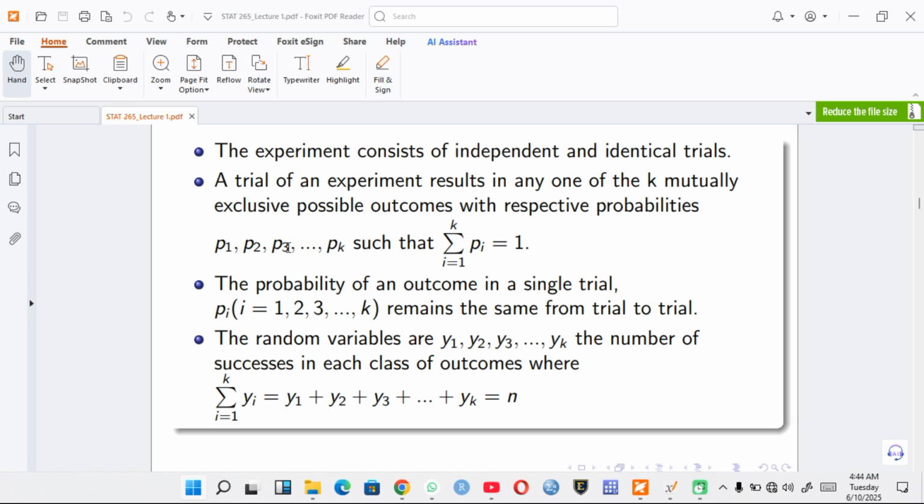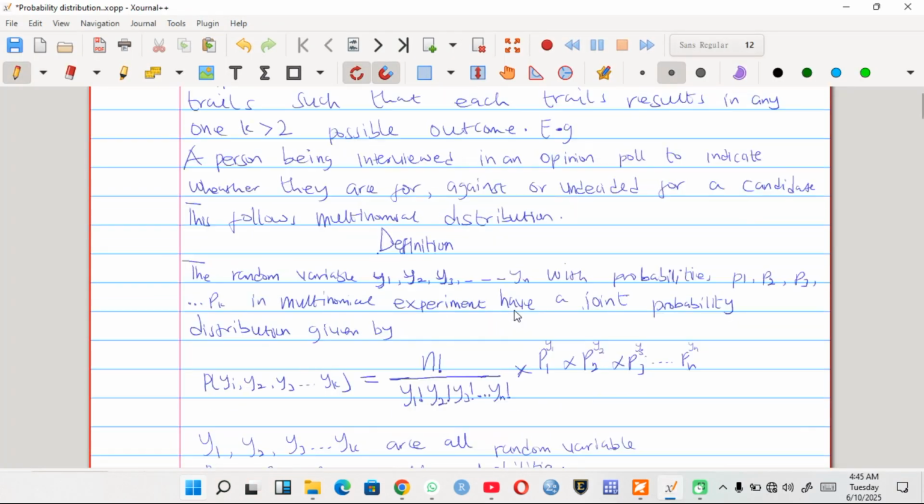The last one is that the random variables are Y1, Y2, Y3 to Yk, the number of successes in each class of outcome, where the summation of Yi is equal to n. So the number of outcomes in each class, the Y1, Y2, Y3, once you sum all the Y's, you have to get n, that's the sample size being selected, right? So let's go to our worksheet so that we can appreciate the PMF. So this is our worksheet.